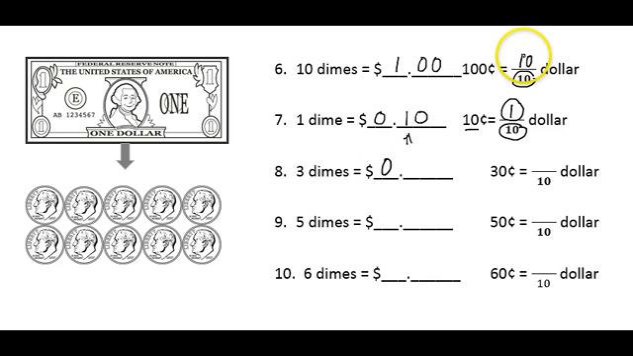If I have 3 dimes, then I have 30 cents or 3/10 of a dollar. 30 cents is 3/10 of a dollar in fraction form. 3 out of the 10 dimes needed to make $1. 5 dimes would be 50 cents, and 50 cents is 5/10 of a dollar. 50 cents is the same as 5 dimes. I have 5 dimes out of the 10 needed to make a dollar. And 6 dimes would be 60 cents, or 6/10 of a dollar. 60 cents is the same as 6 dimes. 6 dimes out of the 10 that make a dollar.